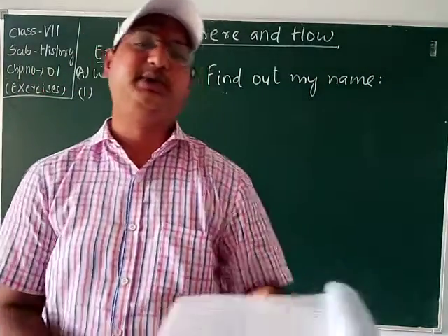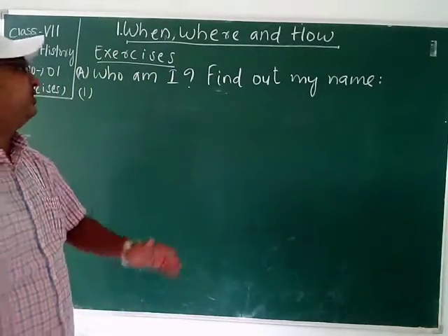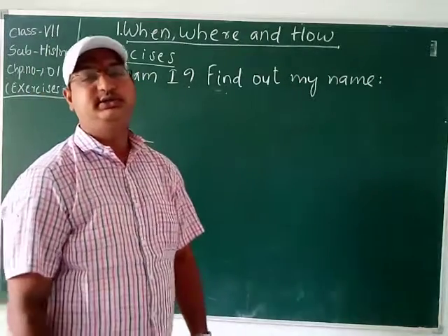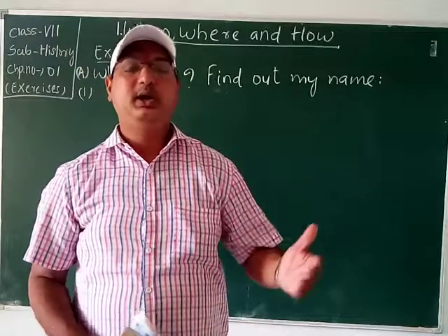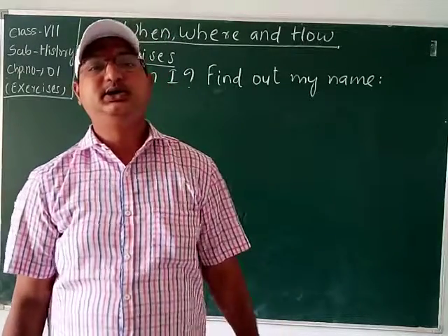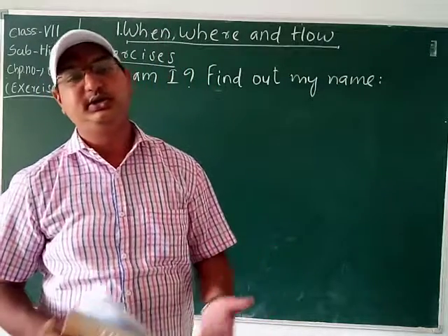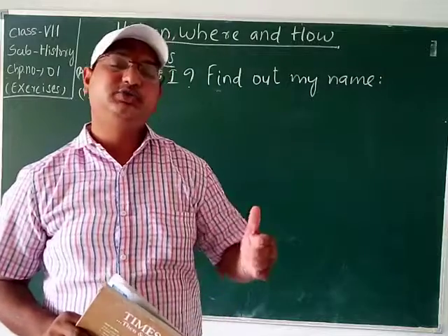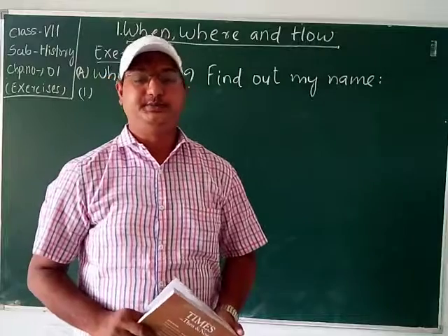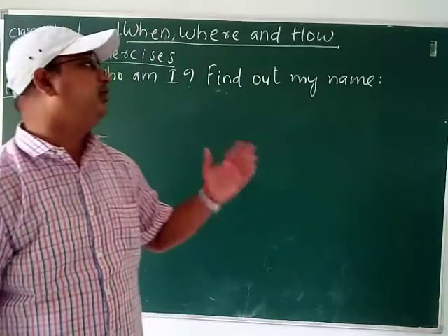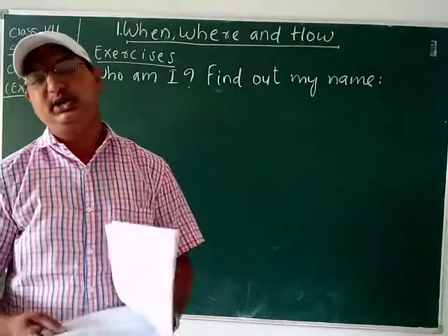Students, the first chapter in the history section, I am starting from the history section, is When, Where and How. In this chapter, we knew from when history started, when the ancient period started, medieval period started, modern period started. From where means where are some of the evidences by which we know about history, about our past, and how it started. So this chapter is all about that. We have already completed the chapter. Now we will start the exercises.